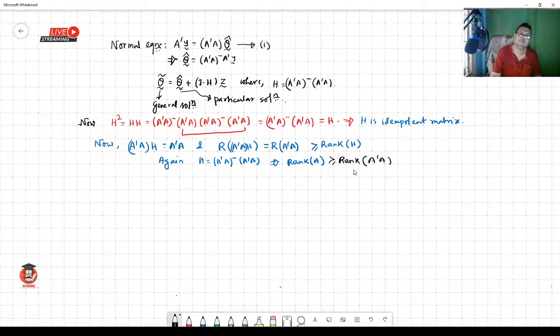Okay, so combining these two parts, rank of H equal to rank of A prime A equal to rank of A, and we assume rank of A equal to r. So rank of H, since H is an idempotent matrix, is equal to trace of H, and this is equal to r.